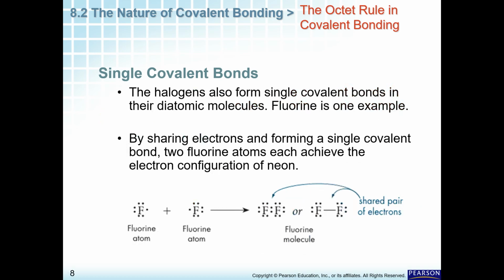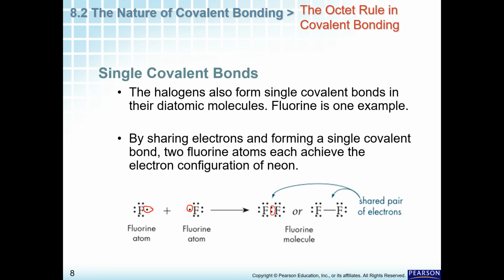Halogens also form a lot of single covalent bonds, and you would note, based on the last lesson, halogens are one of those ones that typically form diatomic molecules as well. So fluorine can actually bond with itself to form diatomic fluorine. Here we have fluorine with 7 valence electrons. This fluorine has 7 valence electrons. Essentially what they do is they take these 2 electrons and share them between themselves in the middle.